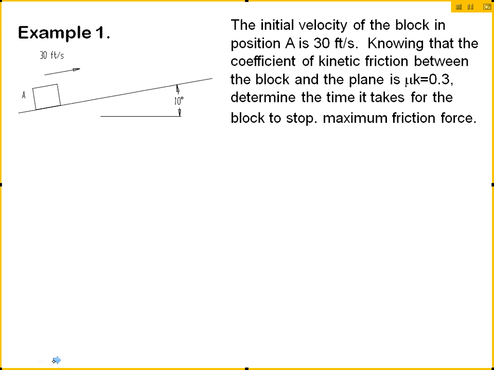Okay, let's look at an example. The initial velocity of the block in position A is given, as shown. It's 30 feet per second, and it's along an angle of 10 degrees. We also know that the coefficient of kinetic friction is 0.3. If the problem just gives you kinetic and no static, that means you can be sure that it's moving. We're asked to find the amount of time, let's call that time delta t, for the block to stop.